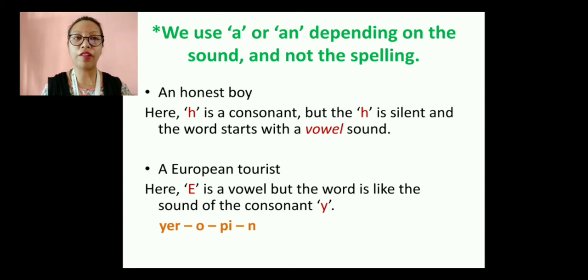Here E is a vowel but the sound is like the consonant Y. But here it's totally vice versa. European. Though the letter is E, while we are pronouncing it, it's "Yuropean", right? So though the letter E is a vowel, the sound produced is a consonant, therefore we are going to use A in this way.